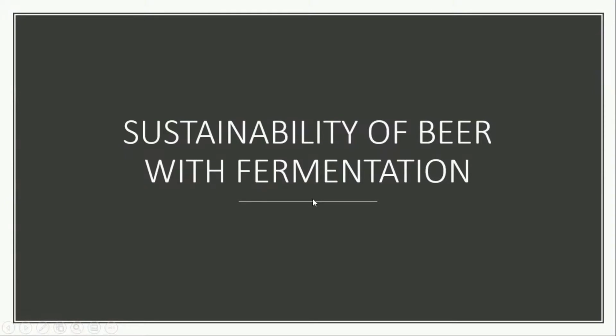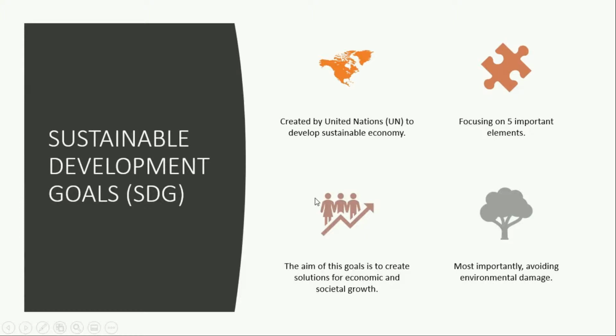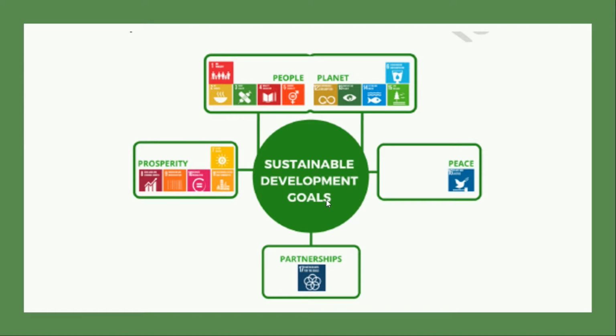Moving on to the next discussion, which is to relate sustainability with beer fermentation. The UN has come up with an effort for developing a sustainable economy through the Sustainable Development Goals (SDG), which focus on 5 important elements. The target of this goal is to find solutions for both economic and societal growth of the world. The main focus while trying to achieve this SDG is avoiding environmental damage. Here we can see the 5 elements, which are people, planet, prosperity, peace, and partnerships.